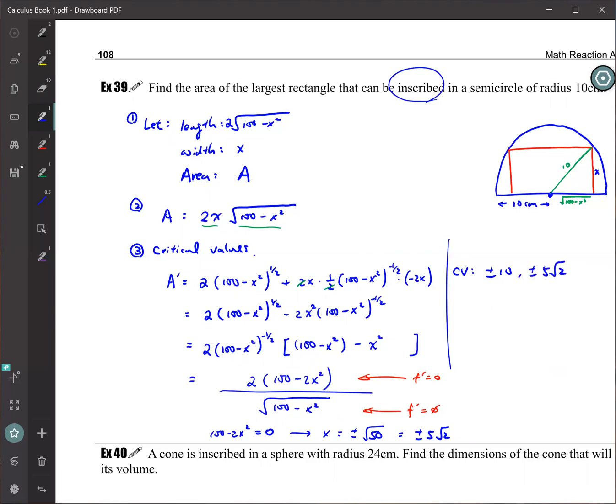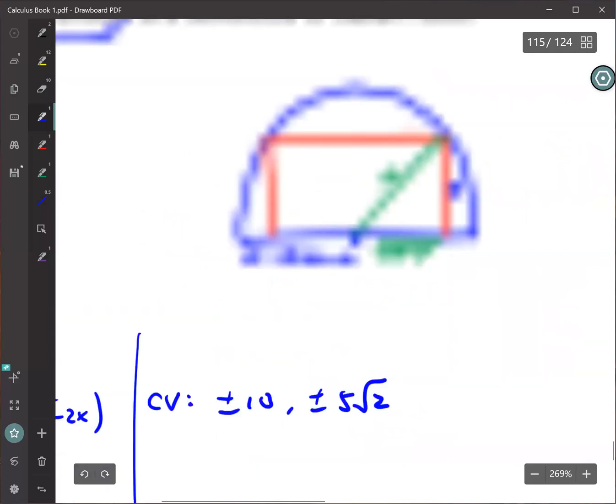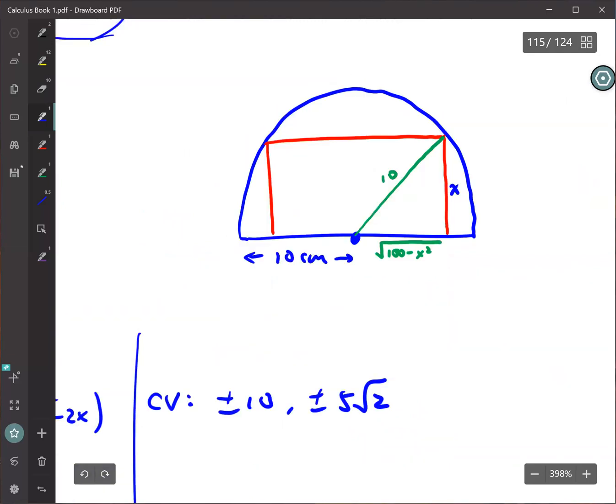Now, before we do the testing, because 4 critical values is a lot, let's look at the picture. Remember, the x represents the height of the rectangle. And the tallest that x can get, how tall can it go? It has to be less than 10 because your hypotenuse is already 10. Because it has to stay within the semicircle.